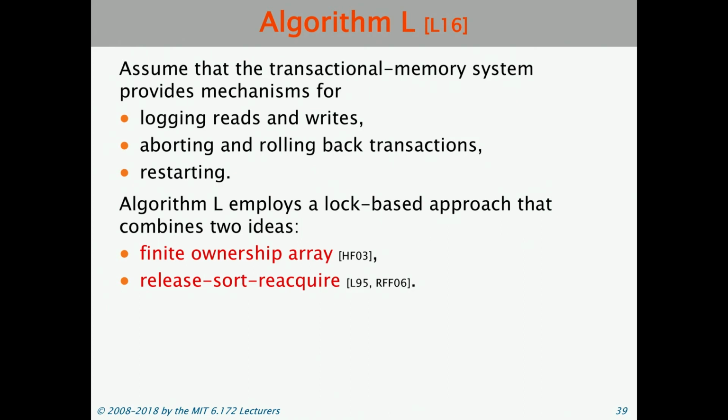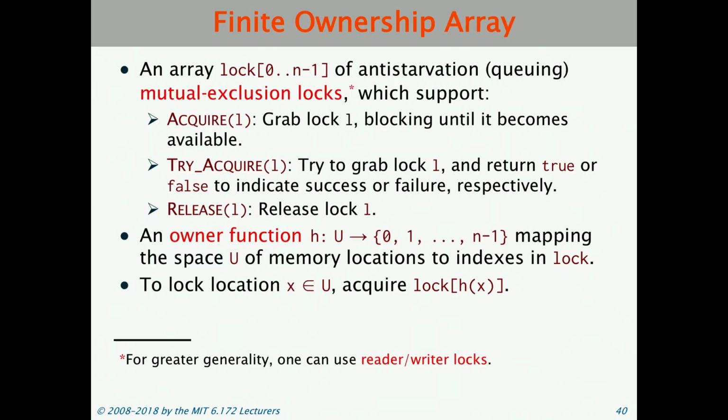And this is going to basically use a lock-based approach that uses two ideas. One is the notion of what's called a finite ownership array, and then another is a thing called release, sort, reacquire. And let me explain those two things, and I'll show you really quickly how this beautiful algorithm works. Okay? So you have an array of anti-starvation mutual exclusion locks. So these are ones that are going to be fair, okay? So that you're always going for the oldest one.